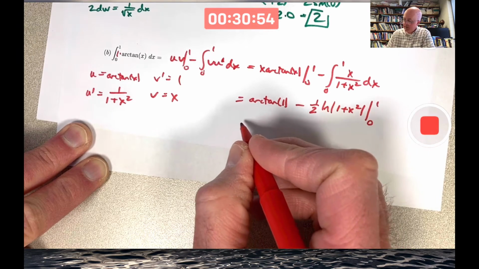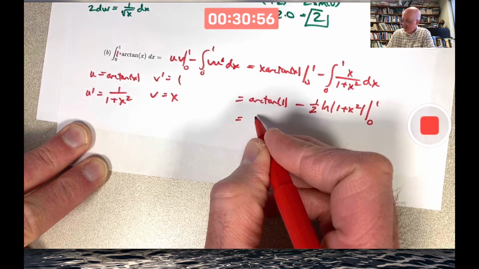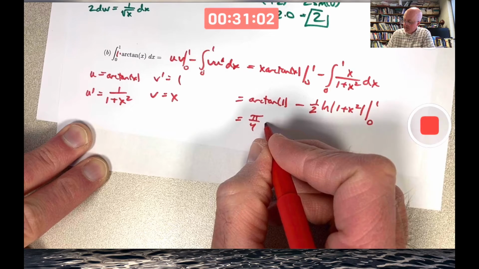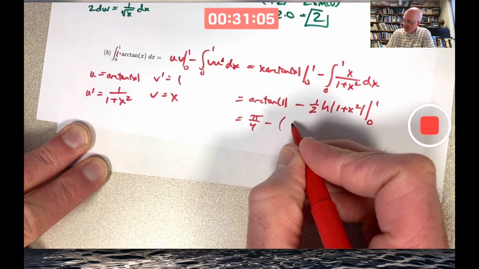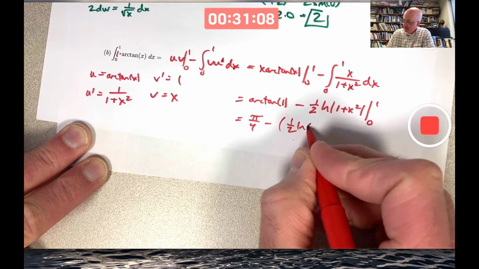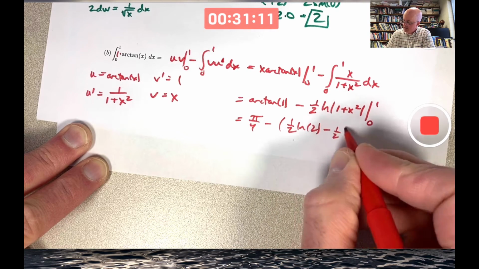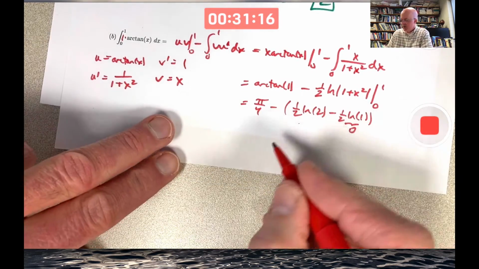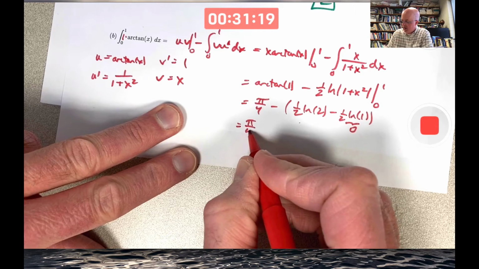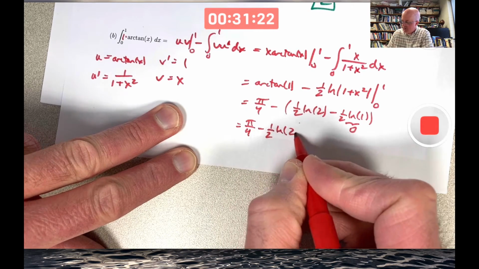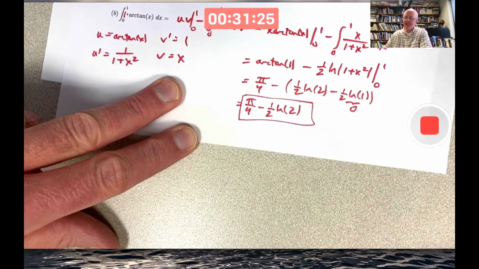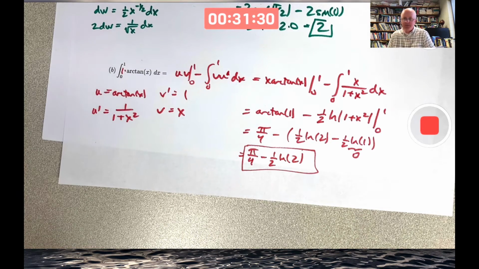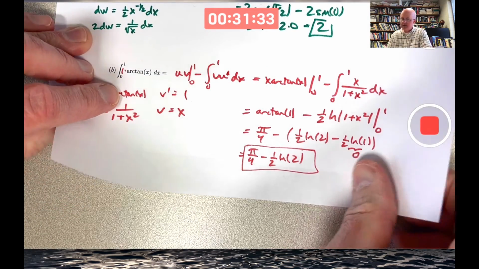Arctangent of 1, you could try it with your calculator and see what it approximates to, but you really should know it equals pi over 4, 45 degrees. You always want to use radians though. And then this thing, you're going to get 1/2 natural log of 1 plus 1 squared, which is natural log of 2, and then minus 1/2 natural log of 1 plus 0, natural log of 1. Natural log of 1 is 0. Natural log of 2 doesn't really simplify. You get pi over 4 minus 1/2 natural log of 2. That is the answer. You could approximate it, and you could check that it is correct by numerical integration on your calculator, for example.